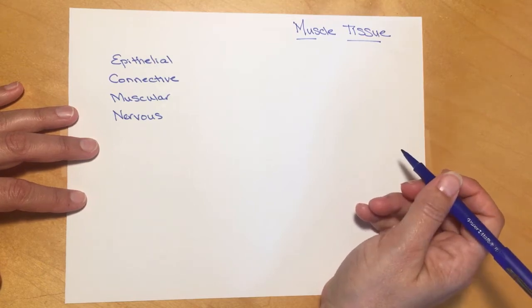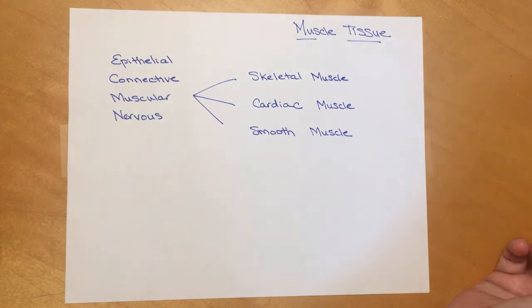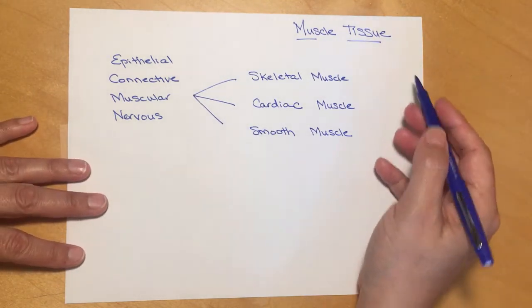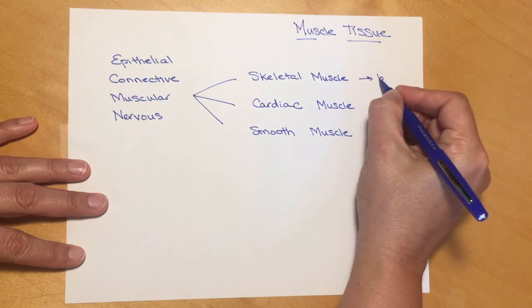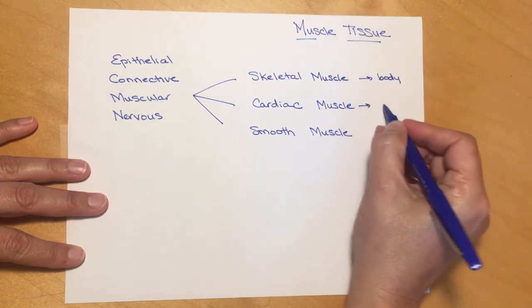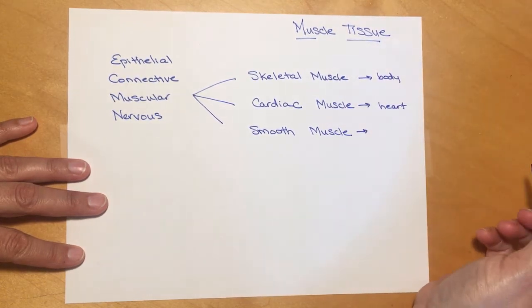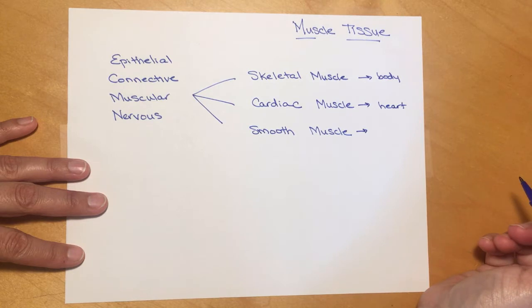There are three types of muscle tissue. The three types of muscle tissue would be skeletal muscle, and this is what's going to be moving your body around, so your bones. Cardiac muscle, this is what makes up the heart. And smooth muscle, and this is what lines your hollow organs and your vessels and helps move things throughout the body.